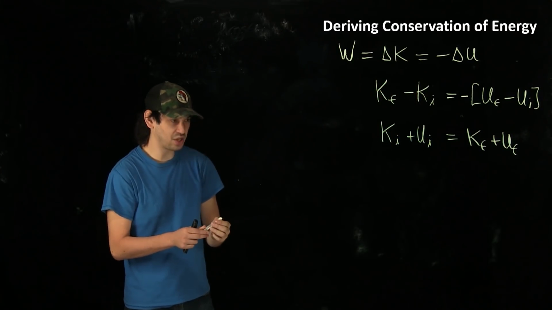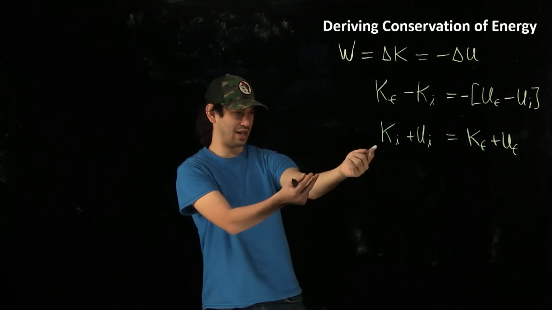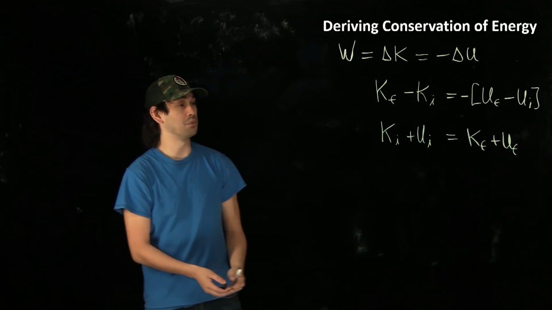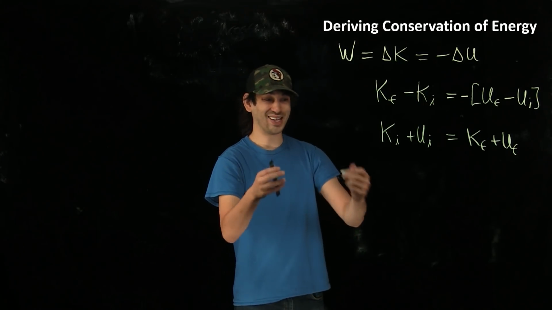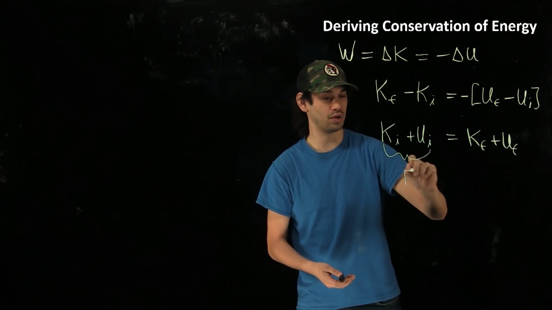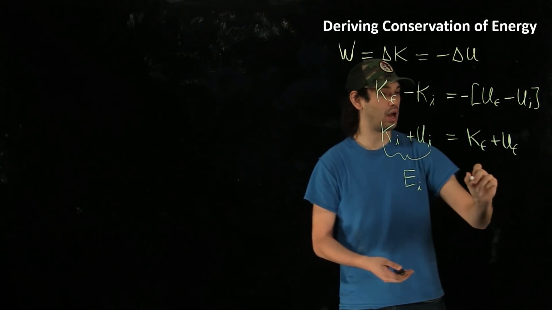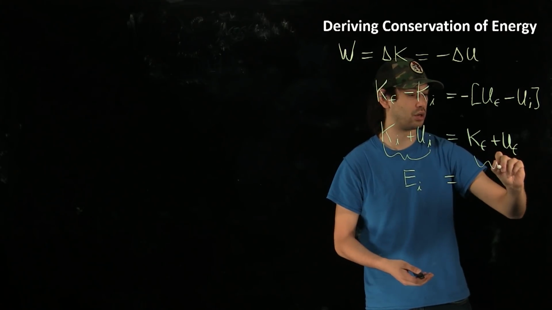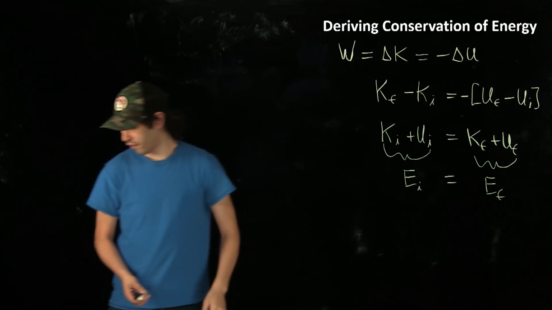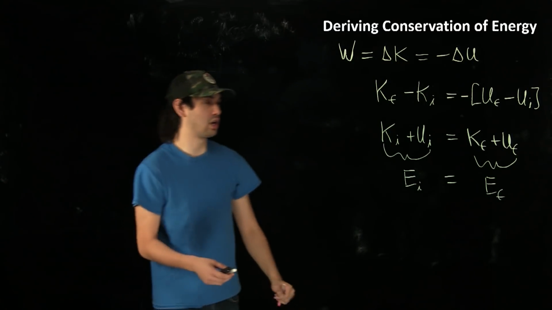Now, this sum of energy that I have here, kinetic energy and potential energy, we just call the total energy. And when we define the total energy, we just call that E. So this term right here, I'm going to say this is E initial, is going to be equal to this term right here, which is what I call E final. And what I have written here now is what's called conservation of energy.